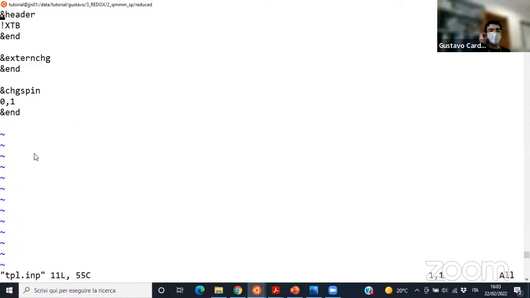So in this TPL, you have the header. This header is going to contain what people usually put at the top of an input file. So in our case it is this exclamation point, then XTB. So basically we want to perform an XTB computation. This extern CHG indicates that we want to consider point charges of the system. So not only the QM region, but also the point charges.